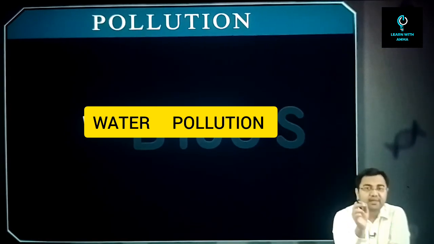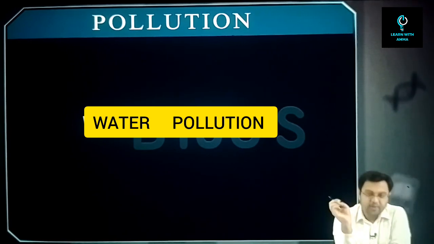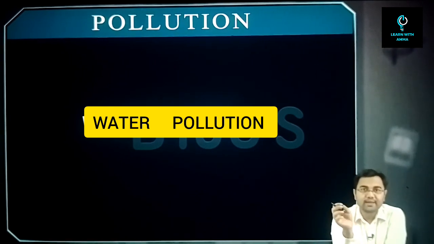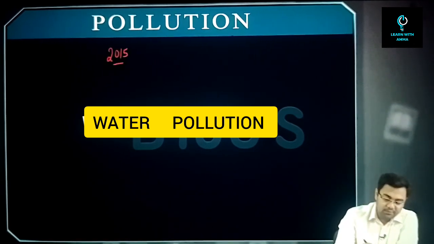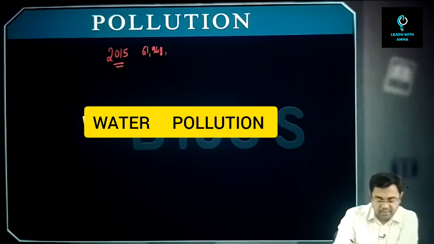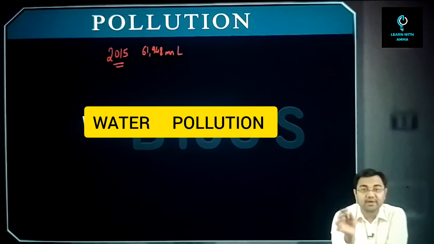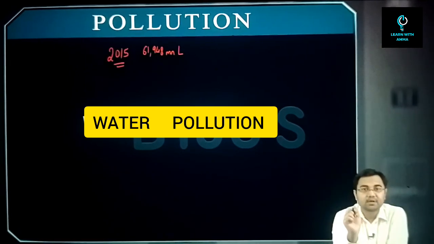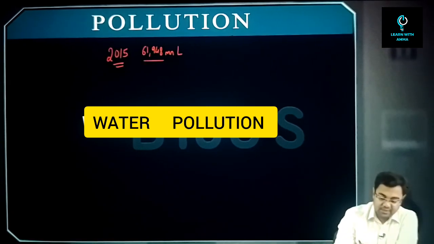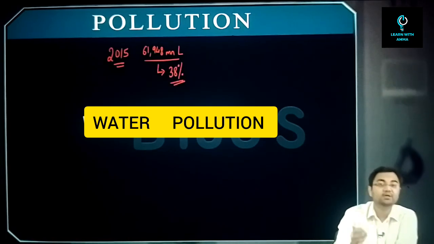But before we do all that, we'll start with some of the data that we have with respect to water pollution in India. A report by the Central Pollution Control Board in 2015 said that more than 61,948 million liters of urban sewage is generated on a daily basis in India. But if we talk about the cities, we have an installed capacity of just 38% of this number.